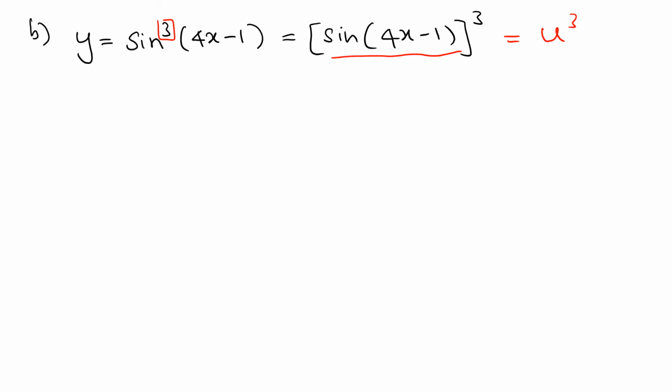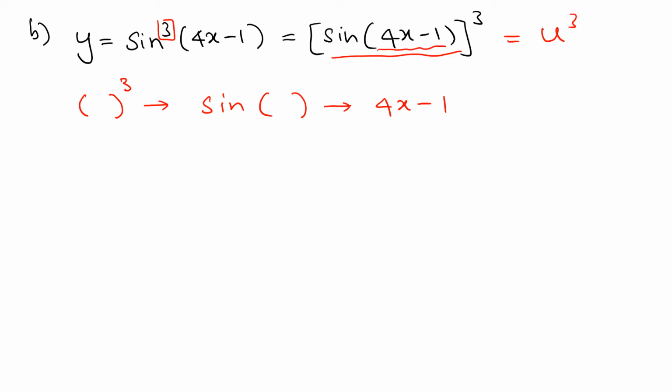So if you look at the chain in this case, the first one is a cube function, so something to the cube. Then if you go to the next one inside, that is a sine function, so that's the second function. And then the third function is 4x minus 1. So that is the chain. There are three functions in the chain. Now let's see how we use it.